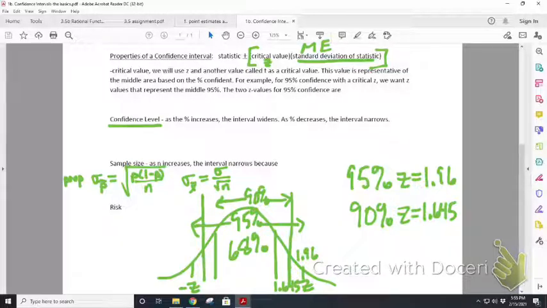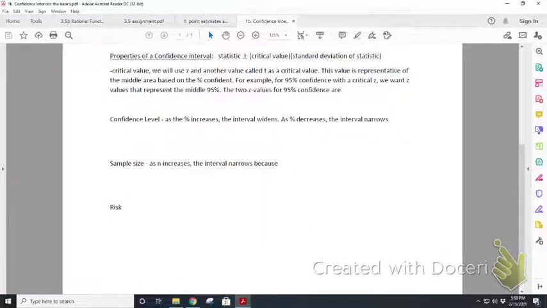So I'm going to clear this, pause it, and write down what you need. They have an opposite effect. As percent increases, the interval widens. As n increases, the interval narrows. Risk, I've rarely seen that come up. It comes up in our textbook, but I've rarely seen it come up in released problems.